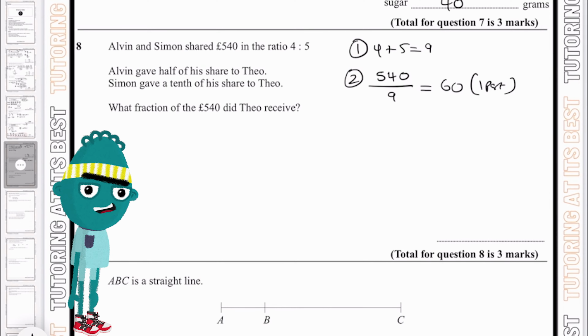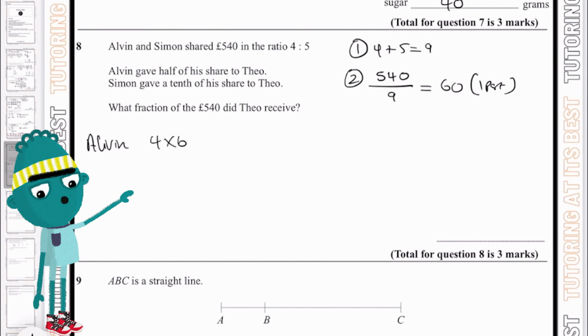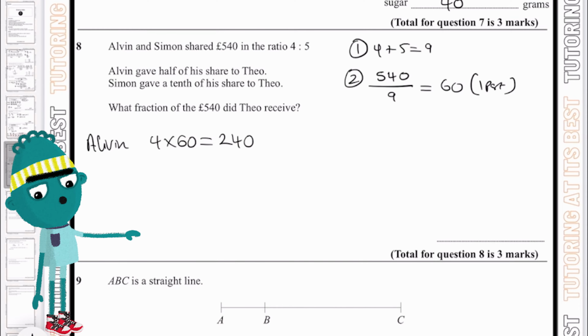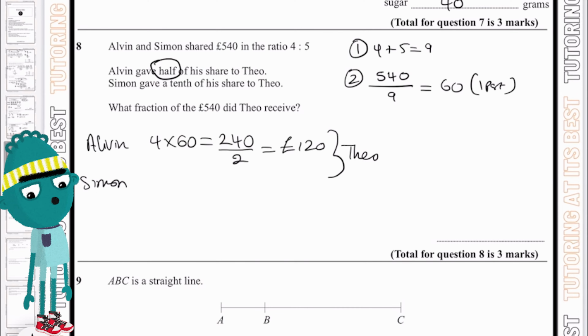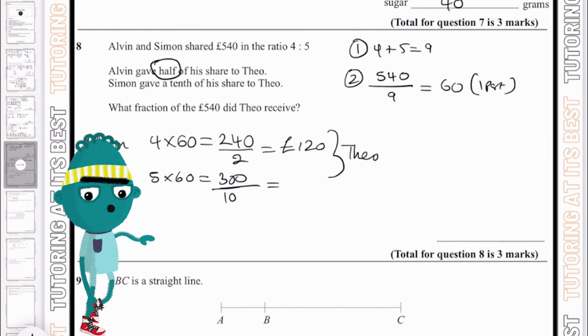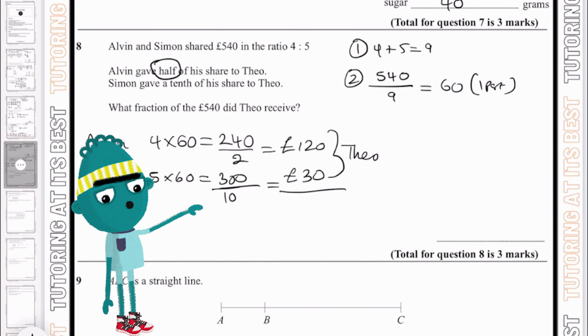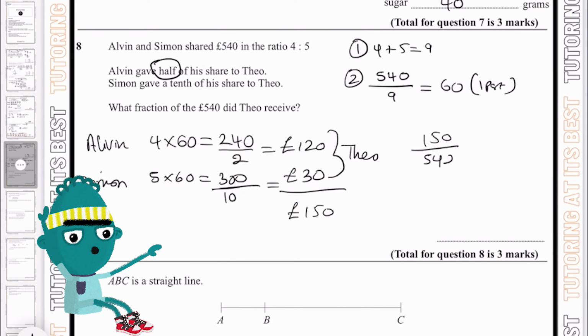So now let's calculate how much Alvin and Simon both give. So for Alvin, we know he's got 4 as a ratio. So we times that by 60, which gives us £240. And remember, he gives half of his share. So if we divide that by 2, that gives us £120. So this is for Theo. Simon, on the other hand, he has 5. So if we times that by 60, that gives us 300. And now he gives a tenth. So we divide that by 10, which is £30. And if we add that together, that gives us £150. So we now know Theo receives £150 out of the 540.